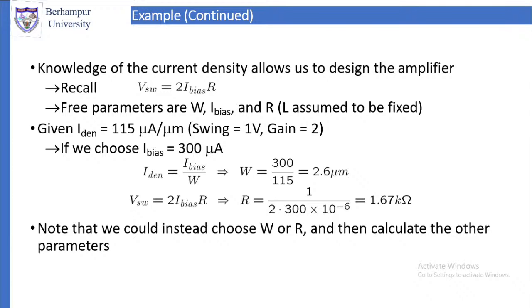Then the swing V_SW is equal to 2 times I bias into R. We know the swing is equal to 1 volt, so for that we put 1 volt. So 1 is equal to 2 times I bias into R, or R is equal to 1 by 2 times I bias. I bias is 300 microampere, which means 300 into 10 to the power minus 6 ampere. So R is equal to 1 by 2 into 300 into 10 to the power minus 6, that is equal to 1.67 kilo ohm. So once we fix I bias for the given I density, we can find out what is W and what is R.